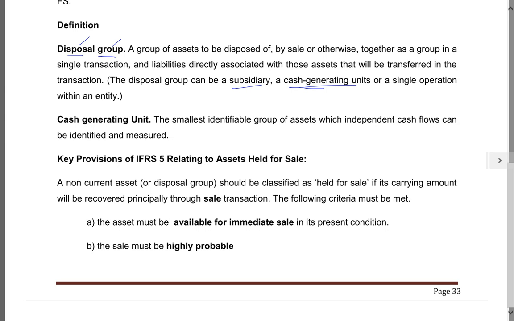The asset must be available for immediate sale in its present condition. It means it can be sold anytime, immediate sale. And the sale must be highly probable, not just probable, highly probable. Earlier we discussed, in our recognition, probable is 50%. Highly probable is very much higher than 50%.